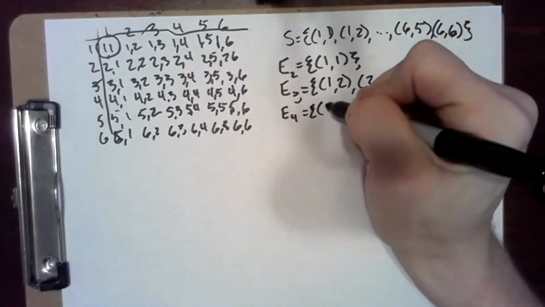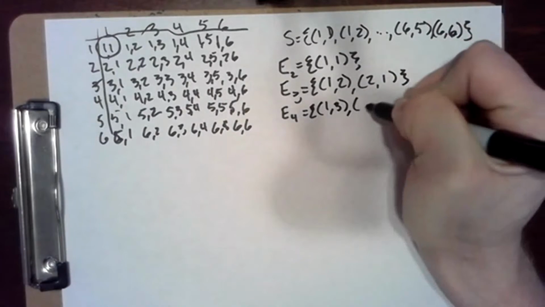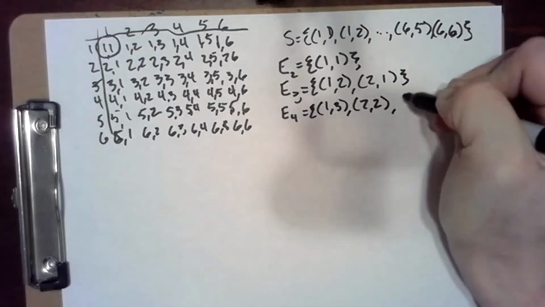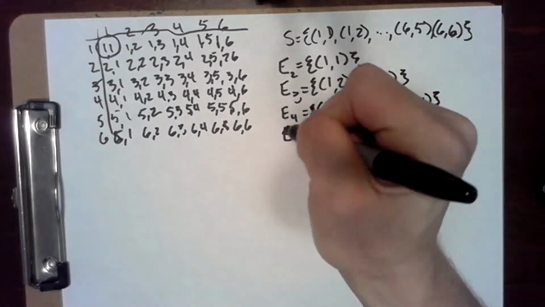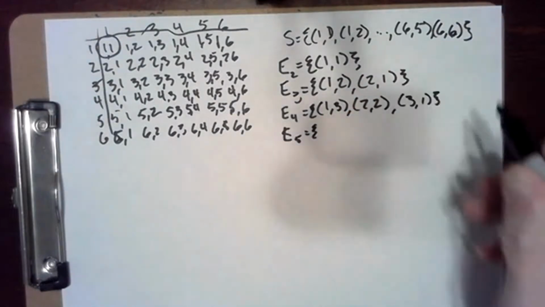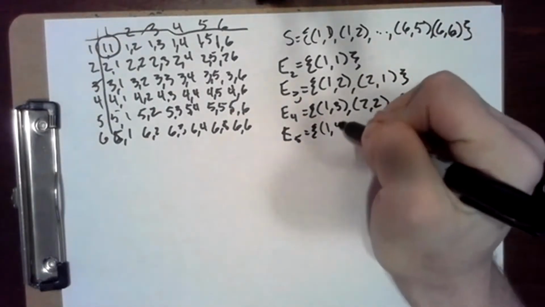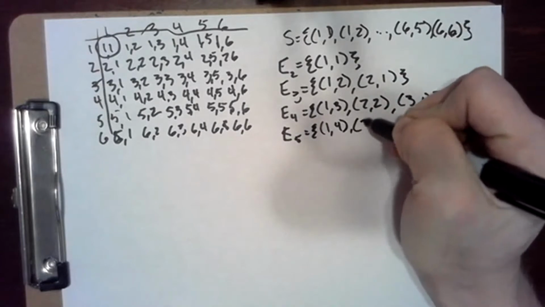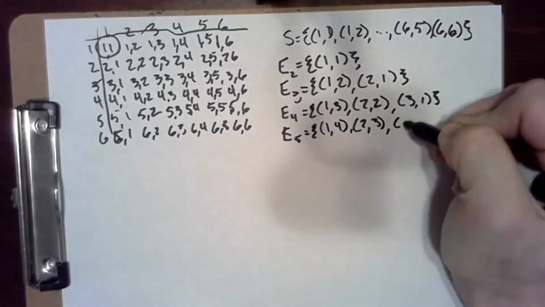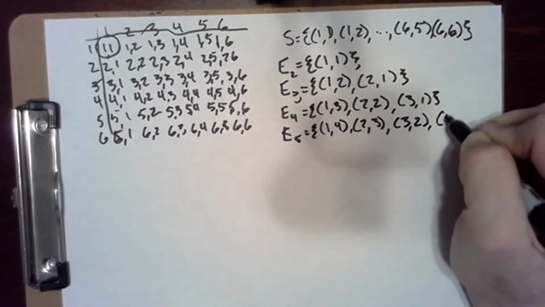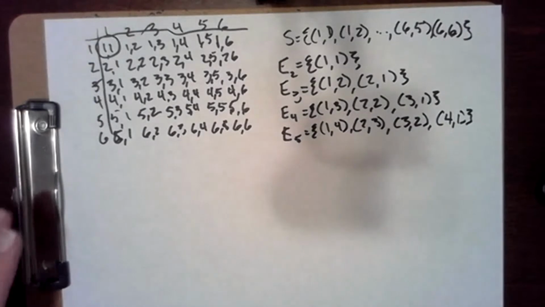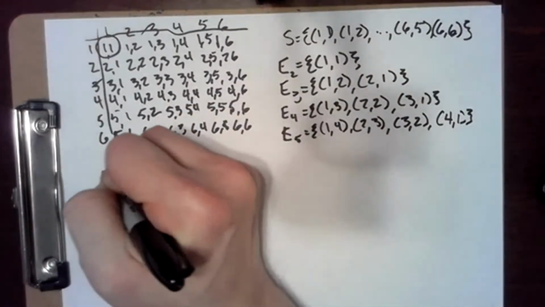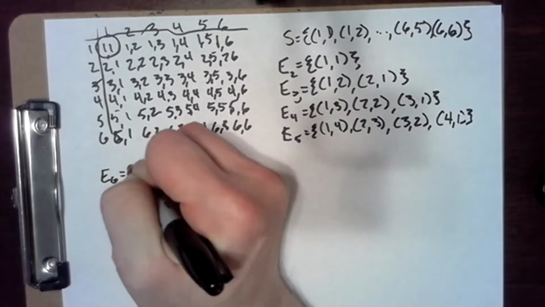So for E4, we get (1,3), (2,2), (3,1). E5, the set (1,4), (2,3), (3,2), (4,1). And these seem to keep getting bigger, but we're going to reach a point before long where they start getting smaller again. So E6 is going to have 5 elements.